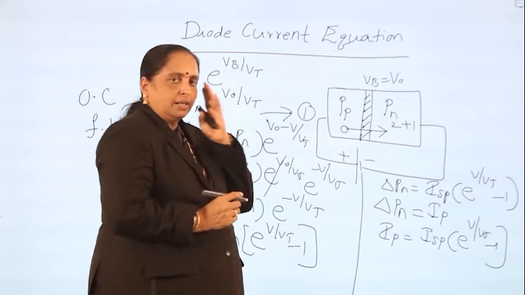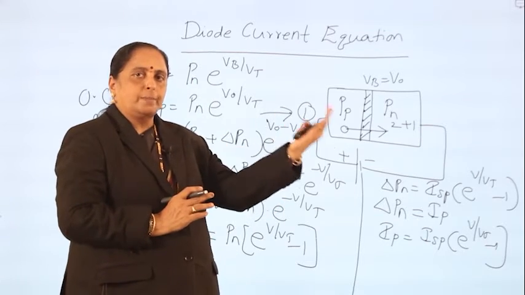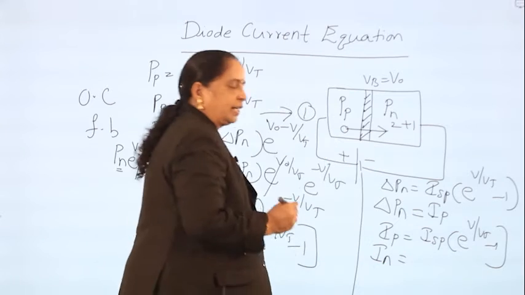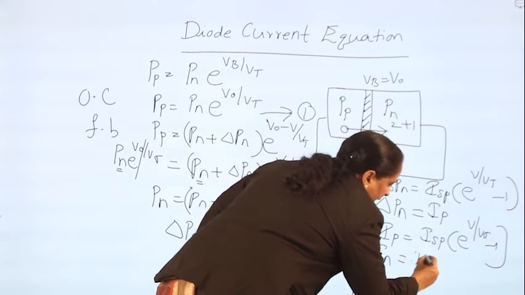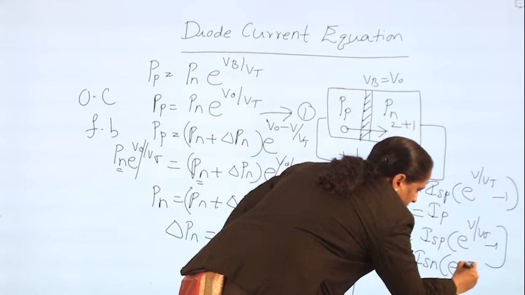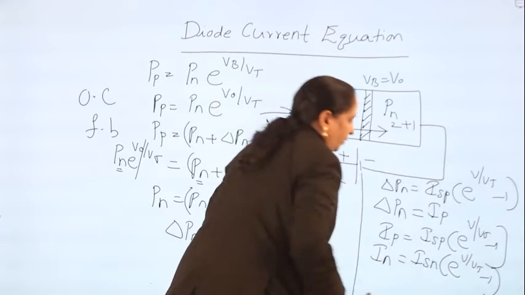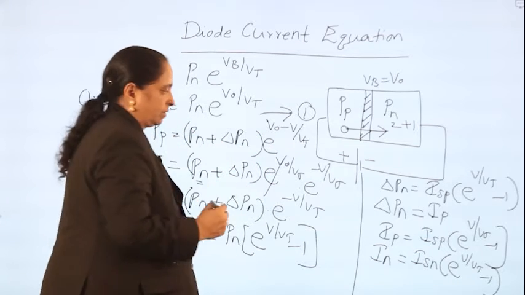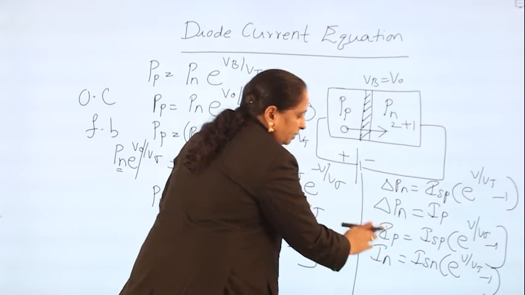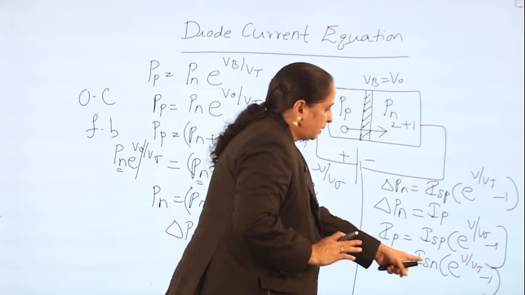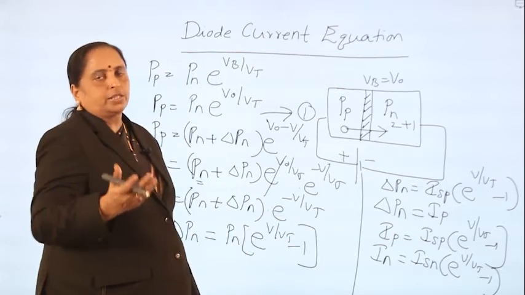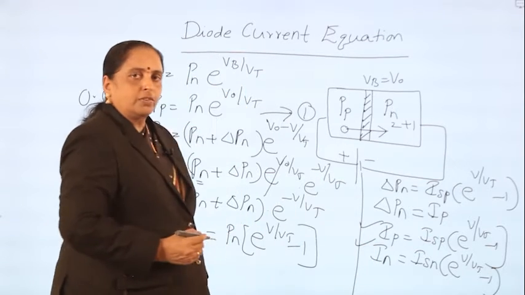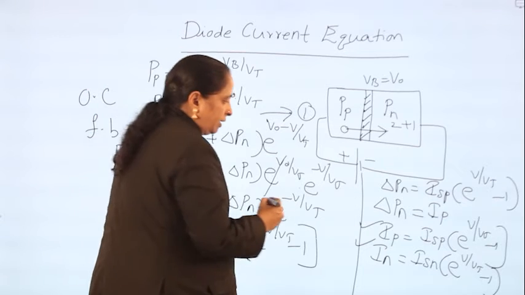Similarly, if you assume the number of electrons crossing from the N region to the P region, we can calculate In, the current due to electrons only, as Isn into e power V by Vt minus 1. The total current is the current due to both holes and electrons. So if you add Ip plus In, that will become I, the total current. Isp plus Isn will be considered as I naught, which is known as the saturation current. If we add these two equations, we get the expression for the total current flowing in the diode.